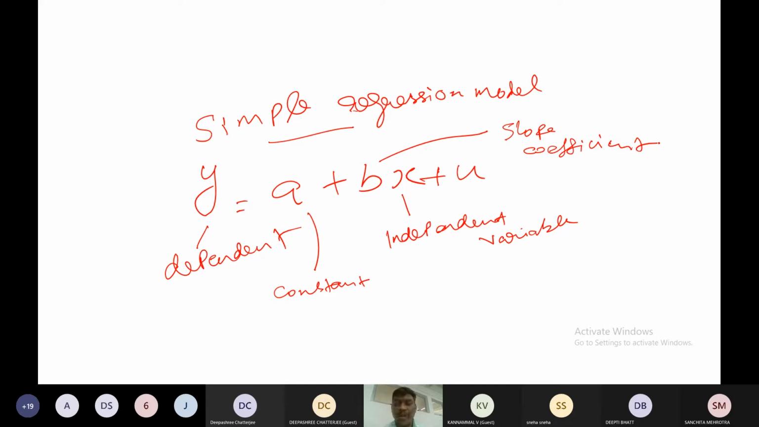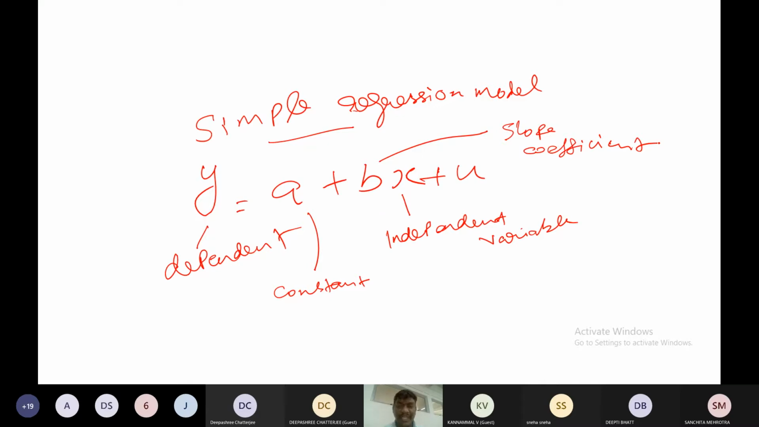What is the slope coefficient? It is nothing but the percentage change. Please make a note: the slope coefficient is nothing but the percentage change. That is what we can say. Slope coefficient B, and A is the constant.